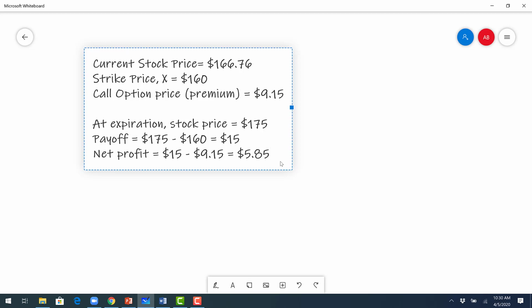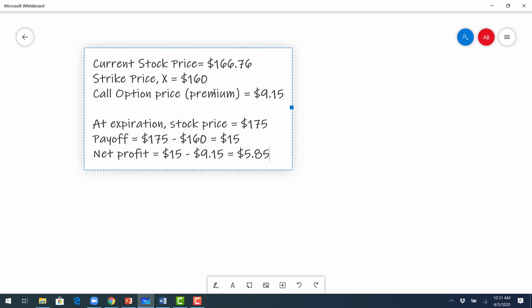For each option, you will make $5.85, right? And for one contract, that would be $585 and so on. So this is the favorable situation. Remember, call option gives you the right to buy at a fixed price and it is a bullish position. You're hoping for the price to go up because your purchase price is locked. So you want the price to go higher and higher. The higher it goes, the more profitable would be your position.